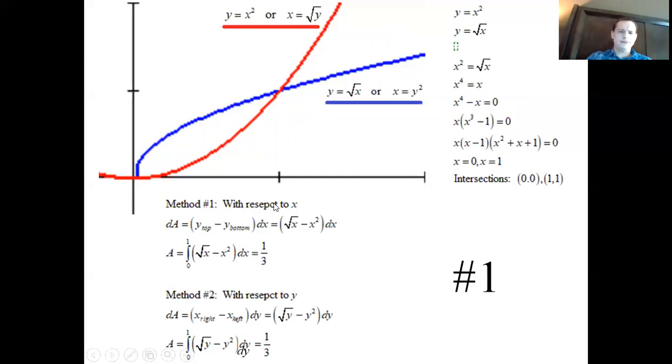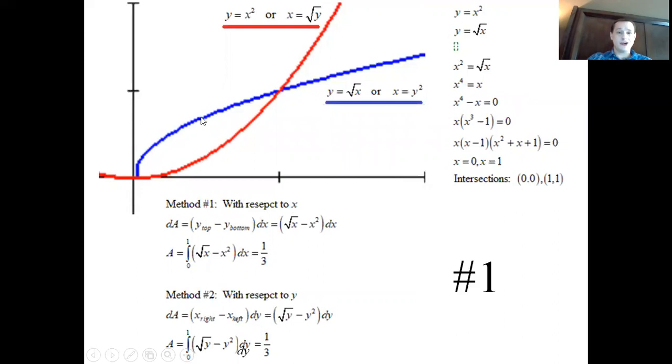So method number 1. If you're doing it with respect to x, then everything's dx. That sets your widths to be infinitely small dx, and this sets it up to be vertical strips right here. Whenever you're doing a vertical strip, the height is the y on the top minus the y on the bottom, and the width is, of course, dx. So that's the concept right there. If you were to set up some strip, say from the top of the blue down to the red, what's the height of that thing? It's the y on the top minus the y on the bottom.